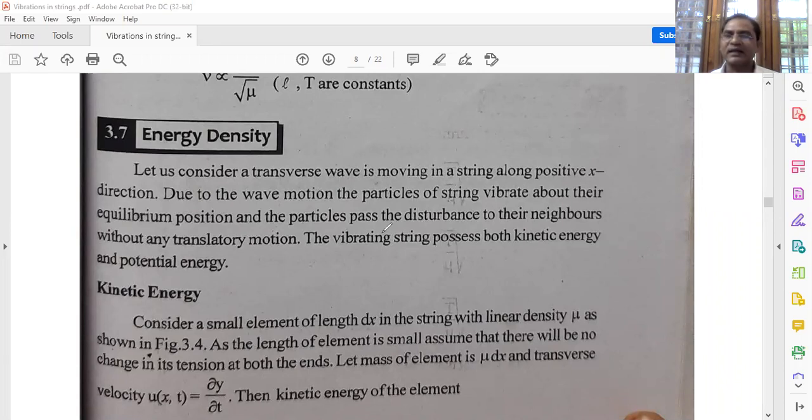So let us calculate first the kinetic energy expression, after that the potential energy expression. From that, we will derive the expression for kinetic energy density and potential energy density, and by adding these, the total energy density. That is nothing but the total energy in the string per unit volume. That formula we will derive here.